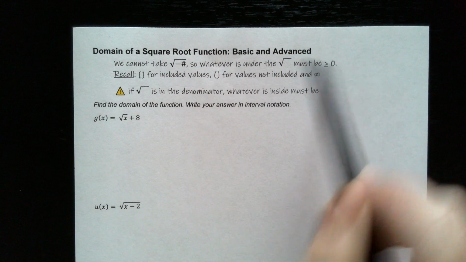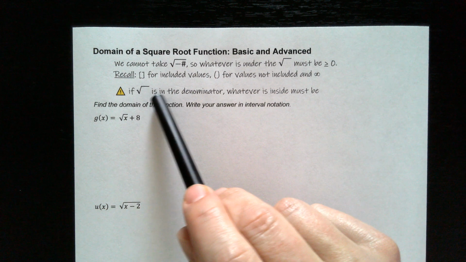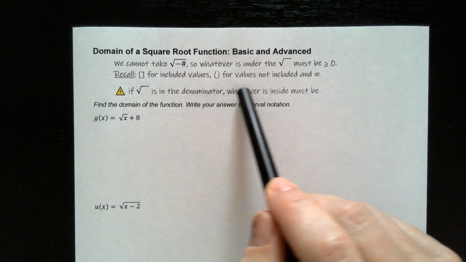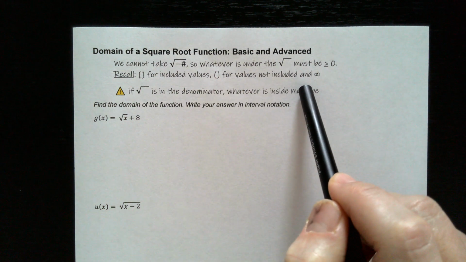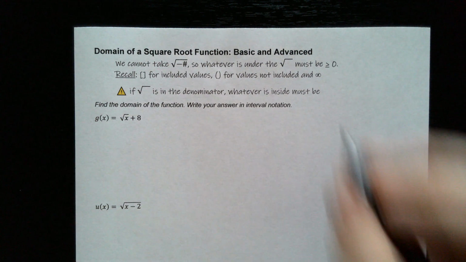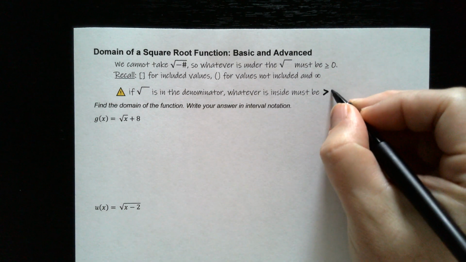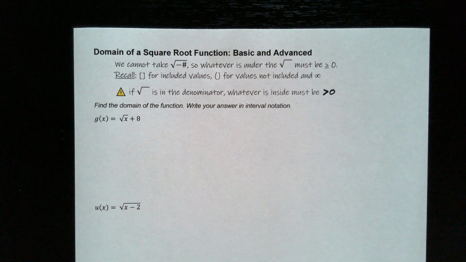Now, if the square root is in the denominator, whatever's inside must be strictly greater than 0, because the denominator cannot be 0, because you can't divide by 0. So that's how we'll do it if we have a denominator with a square root.